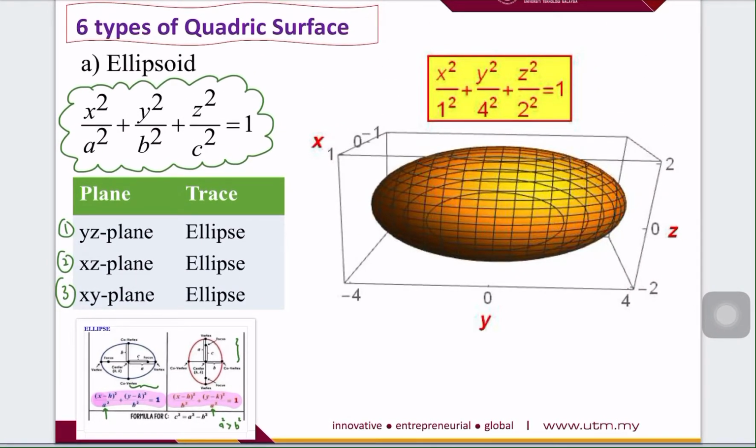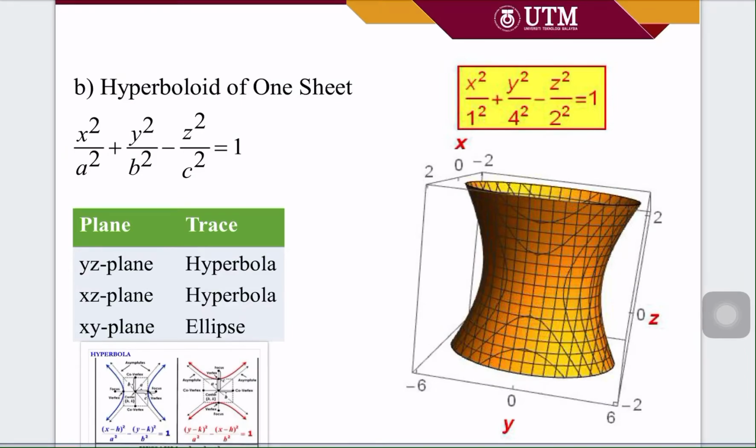This one is the hyperboloid of one sheet, meaning that we only have one sheet, which is merged. Again we have the standard form here. We have x, y and z, with no variable missing, so we need to have three traces. For the xy plane, it is a hyperbola.